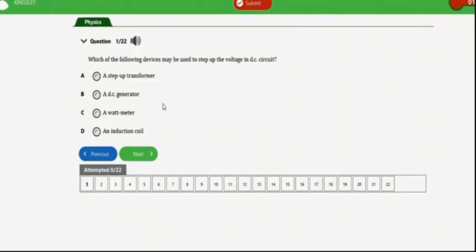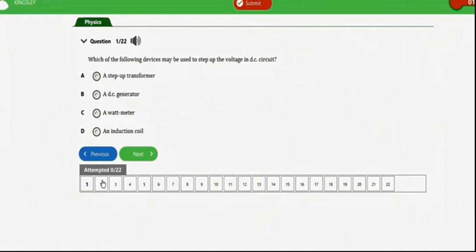The first one I have here says, which of the following devices may be used to step up the voltage in DC circuit? We have a step-up transformer, we have a DC generator, we have a watt meter, and induction coil. So the right option to this question is option A, which is a step-up transformer. Okay, so that's the answer.